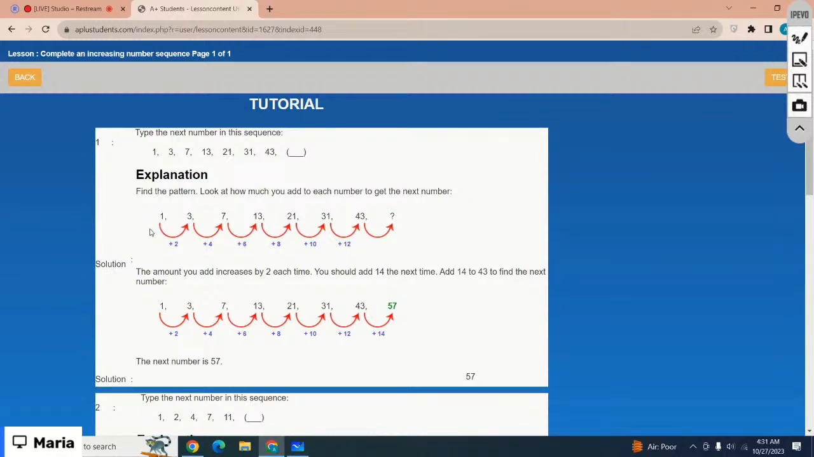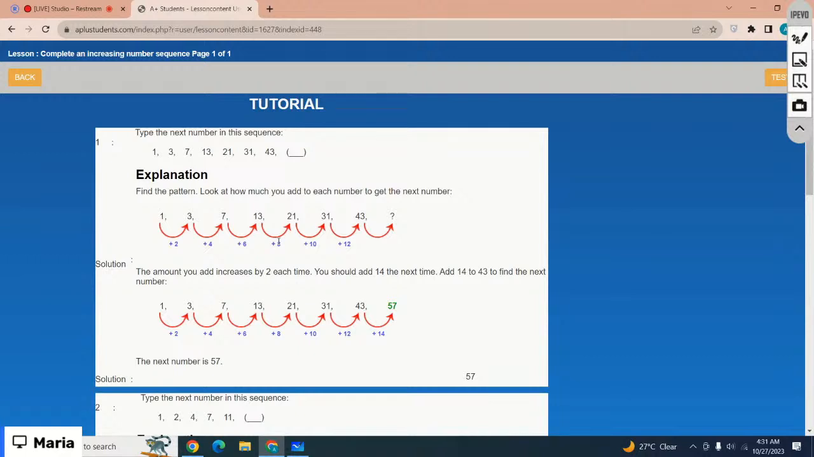Just look at this one. 1 plus 2 is 3. 3 plus 4 is 7. 7 plus 6 is 13. 13 plus 8 is 21. 21 plus 10 is 31. And 43. You have to find the missing number, right? So the numbers you are adding is growing by 2 every time, right?